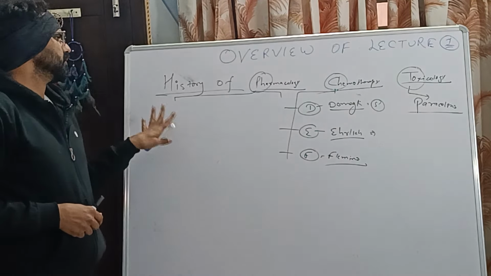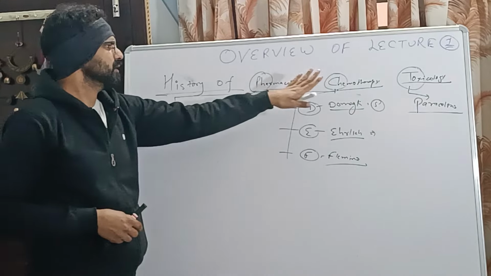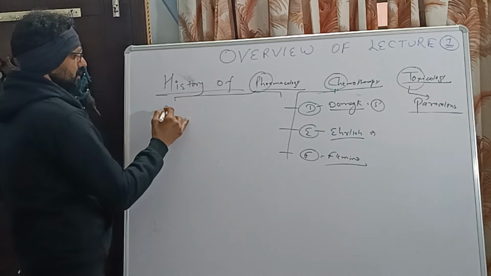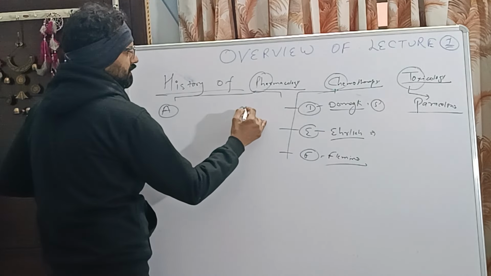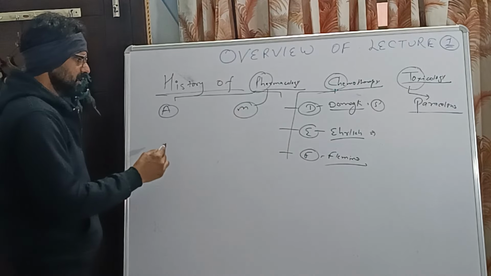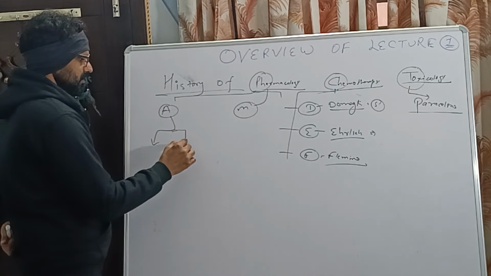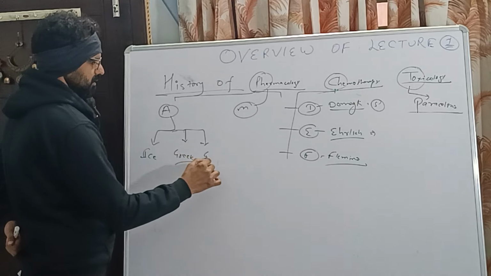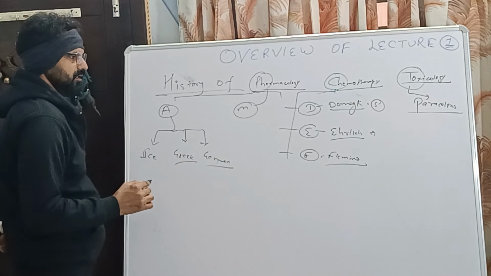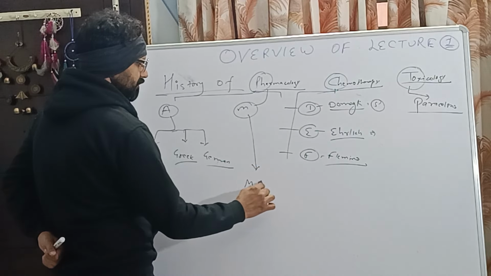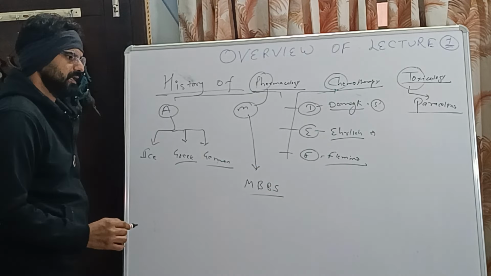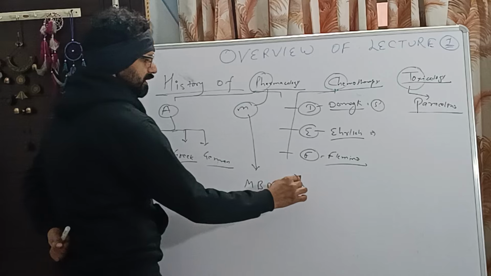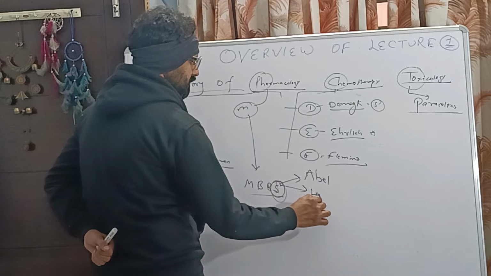So this is the basic overview of the history of pharmacology, chemotherapy and toxicology, where we started with pharmacology in ancient time and in modern time. In ancient time, the trick was Ice, Greek, German. In modern time, the trick to remember is MBBS, and the rest are the students of this S, that is Abel and Langley.